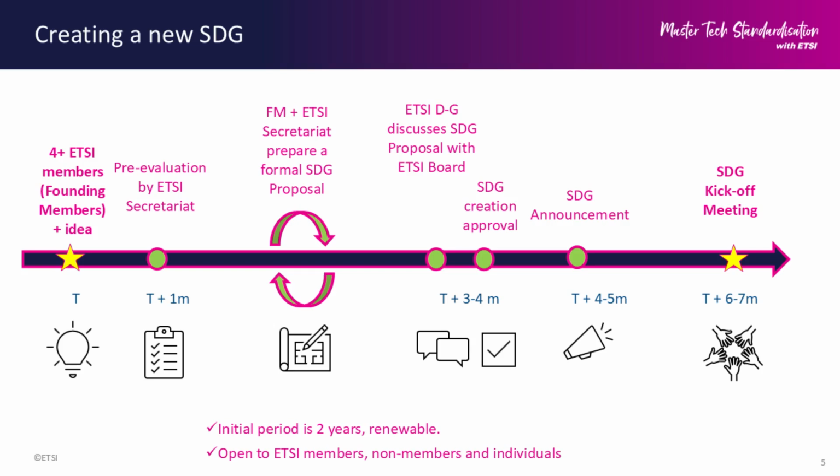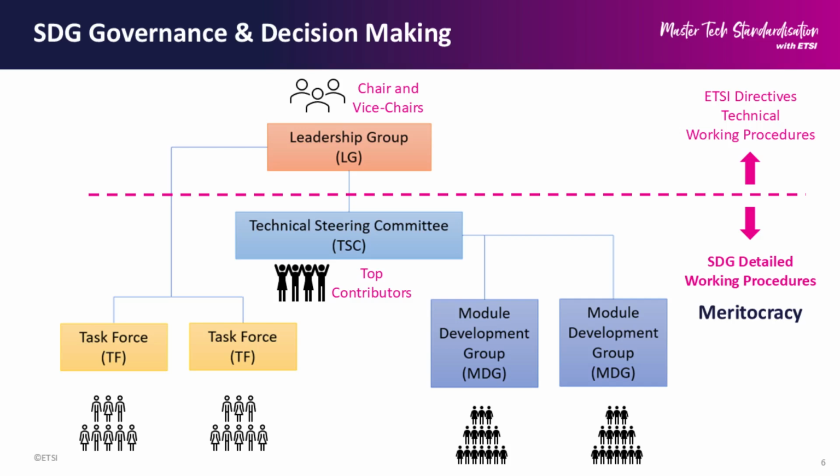The SDGs are created for an initial period of 2 years. After every term of 2 years, the SDG shall report on the progress made to the ETSI Director General and eventual plans for the next term if an extension is requested. The DG will then consult the extension request with the ETSI board. The SDG detailed working procedures define the structure, technical governance and decision-making processes for code-related activities.